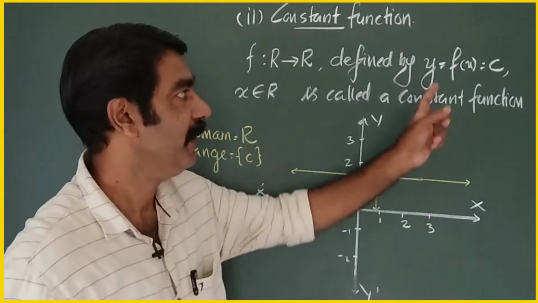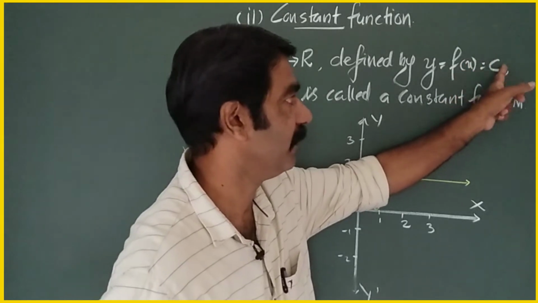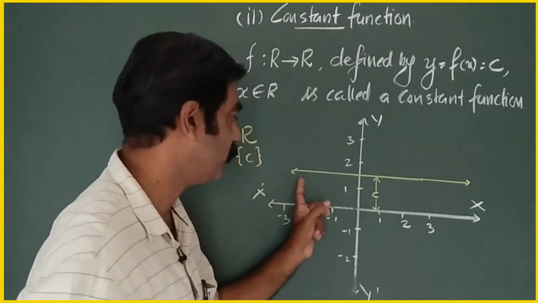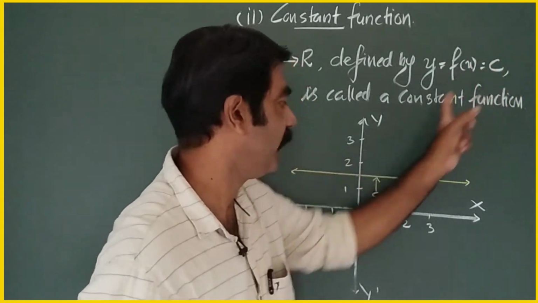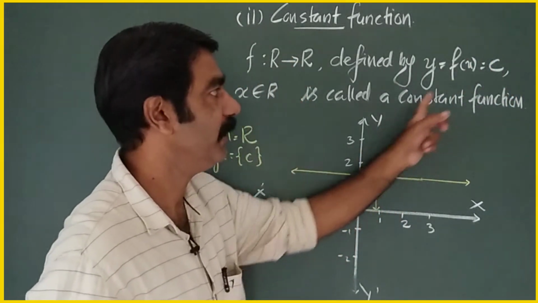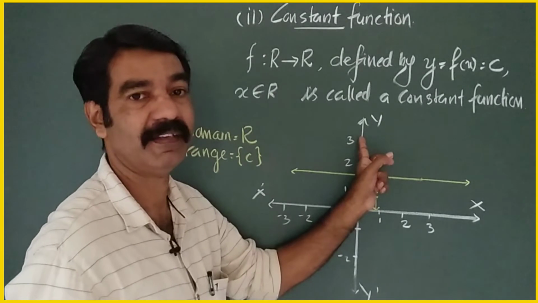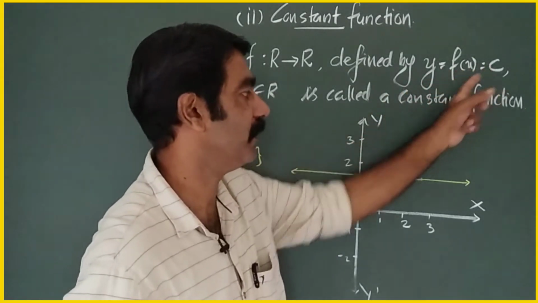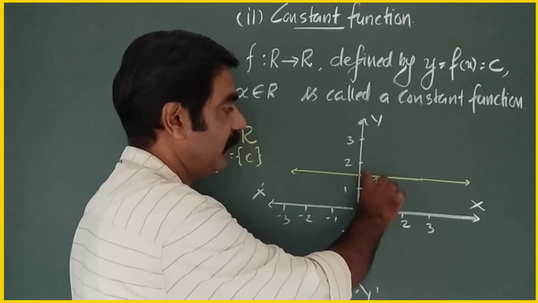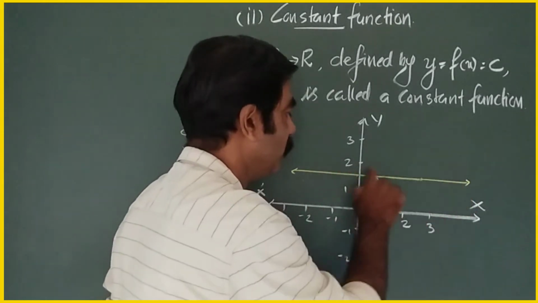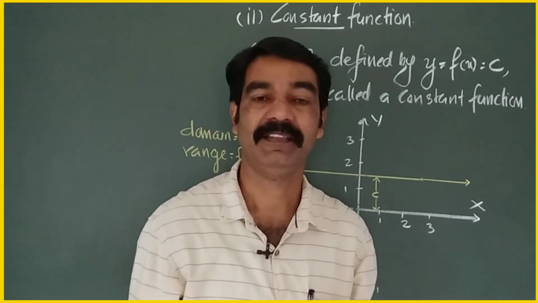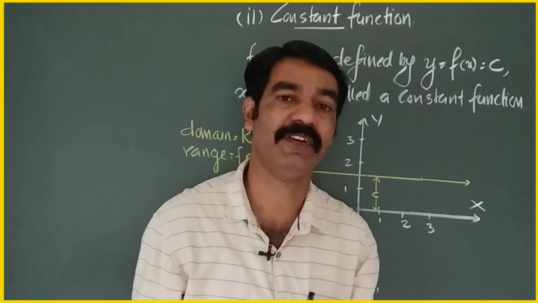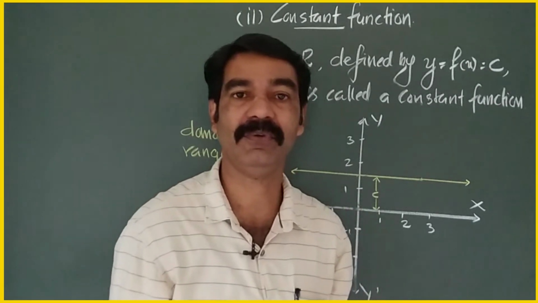If here f(x) is 1, the line should pass through 1. If f(x) is 2, the line should pass through 2. If it is 3, the line should pass through 3. Since it is c, a constant, suppose this distance is c. The line passes through the point c and is parallel to the x-axis. So remember that the graph of a constant function is a line parallel to the x-axis.